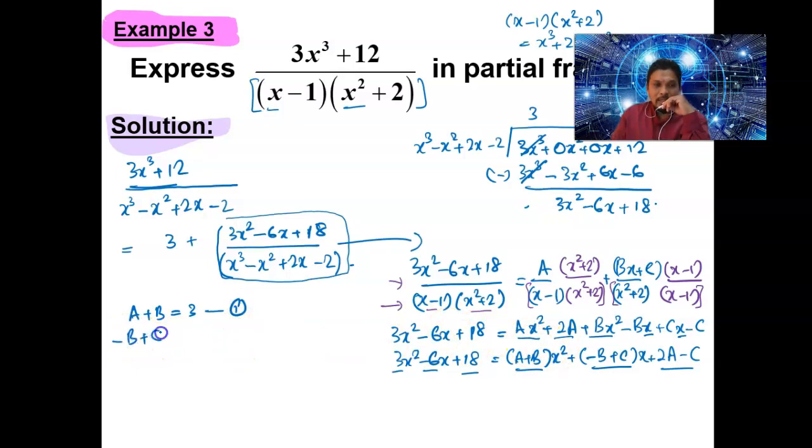Negative b plus c equal to negative 6, equation 2. And 2a minus c equal to 18, equation 3. Okay class, every single equation here, a and b, b and c, a and c, there are none of these with, for example, a and b. It's a little bit difficult here, but let's try.